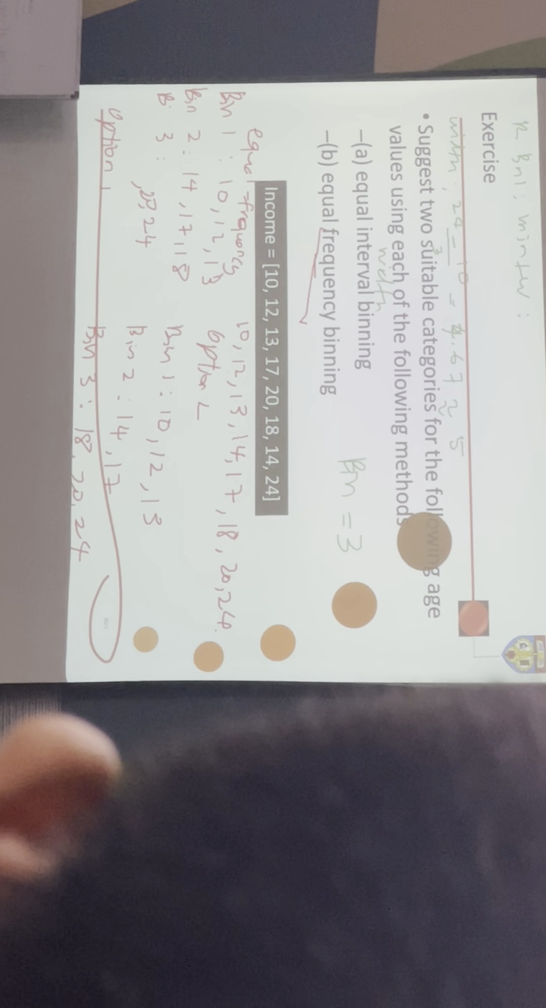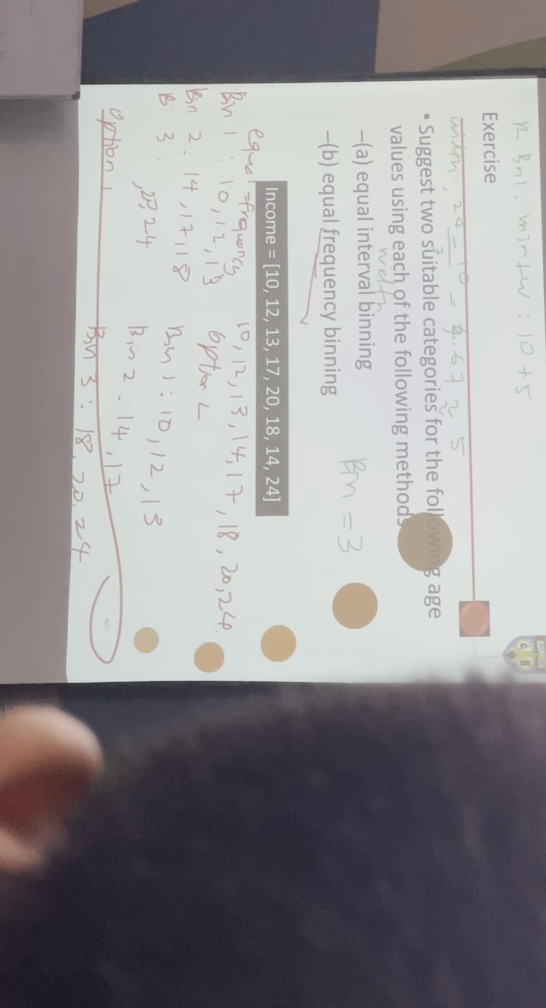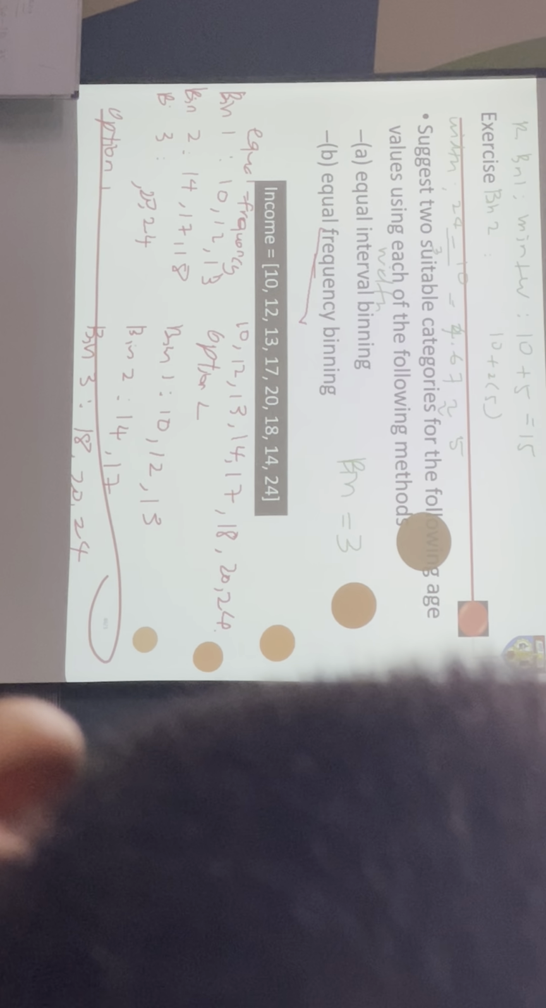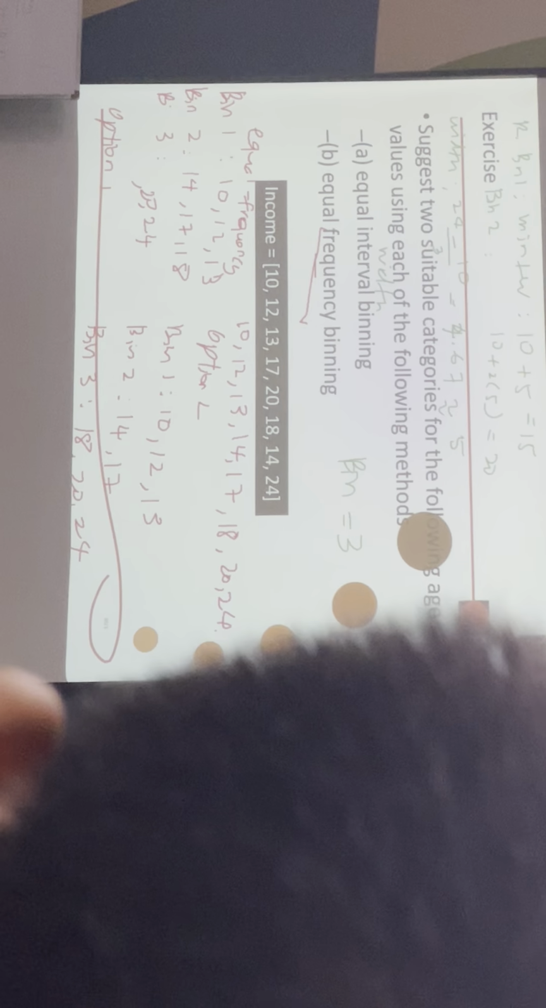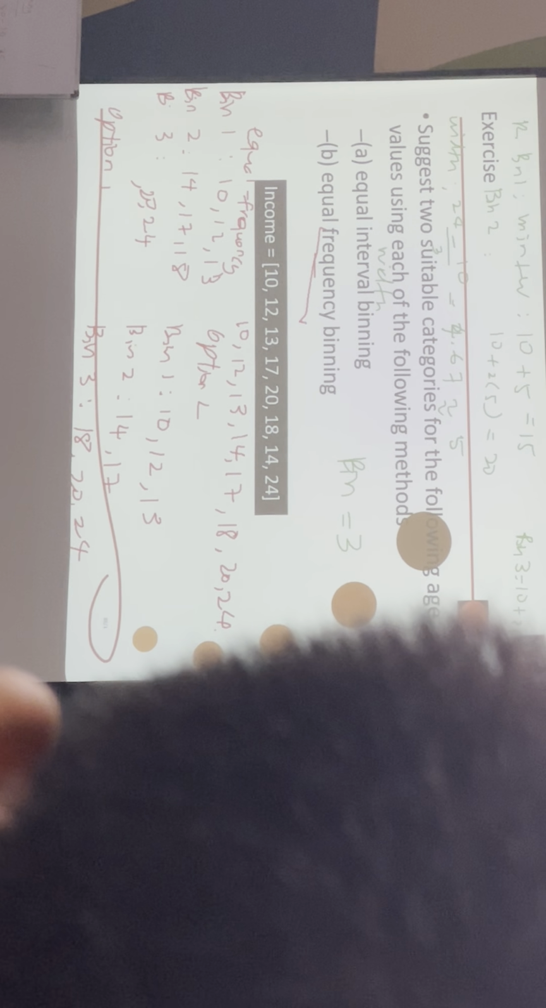So minimum 10 plus 5 is 15 for bin 2. Then 10 plus 10 is 20. So bin 3, 10 plus 15, so 25.